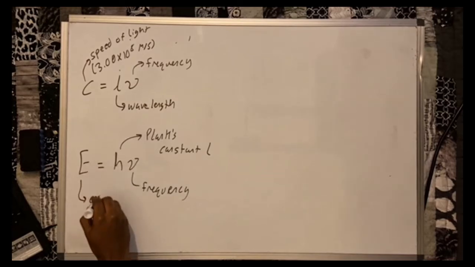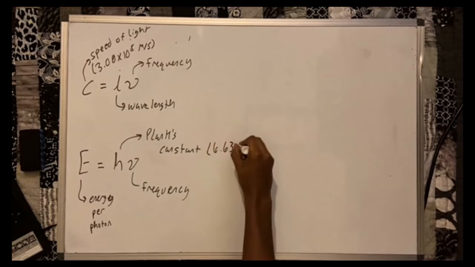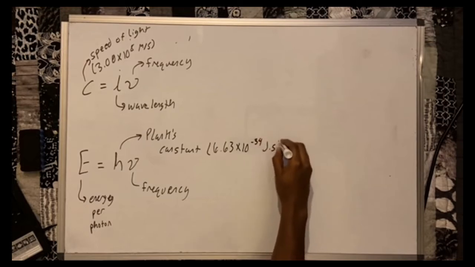This is energy per photon. Great. So let's see. Oh, there's H. Okay, Planck's constant is 6.63 times 10 to the negative 34 joule seconds.